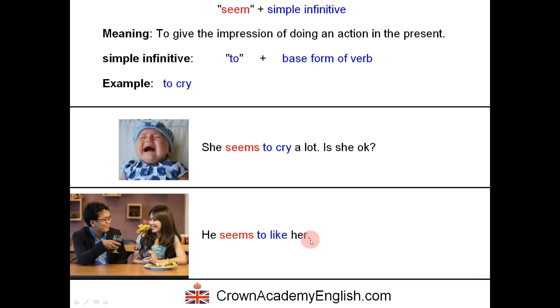He seems to like her. Okay, so I have the impression that he likes her because he's looking at her and smiling, etc. But maybe it's just an impression. Maybe I'm wrong. Maybe he doesn't like her. Okay, but he seems to like her. And maybe here, maybe the baby doesn't cry a lot, but she seems to cry a lot. I have the impression that she cries a lot. Okay, you understand the meaning of seem? It's our impression. It's what we think, but we might be wrong.